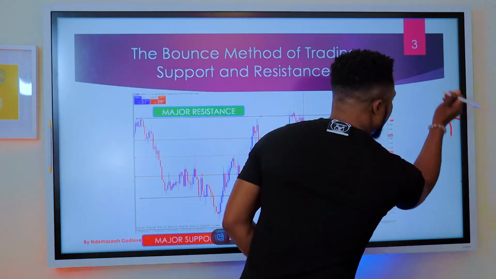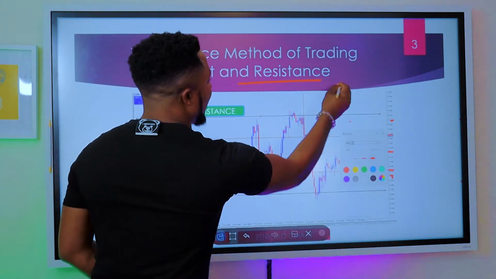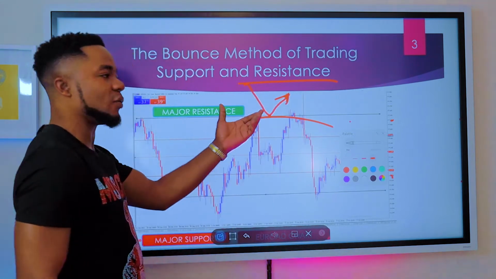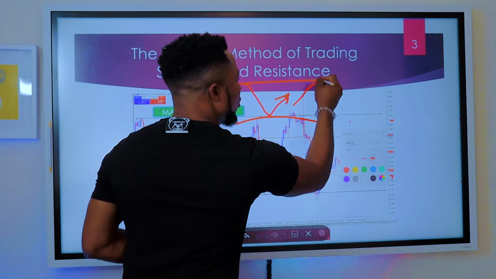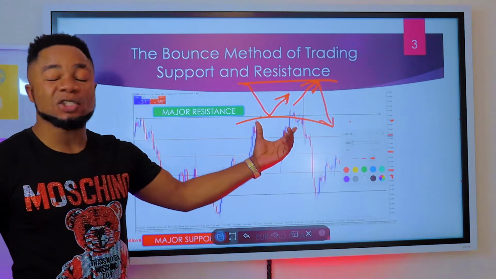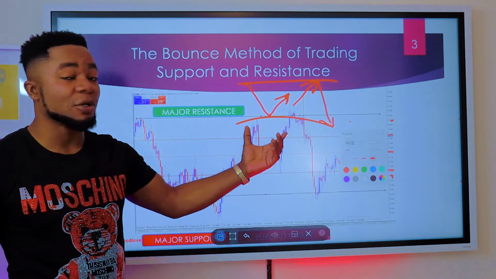Because bouncing is like, okay, you have a level like this, then the market comes here and bounces here. You can see the arrow comes here and bounces. And when it goes up here, it goes up there again and bounces up there and goes down, bounces again. So that is why it is called the bounce method of trading support and resistance.